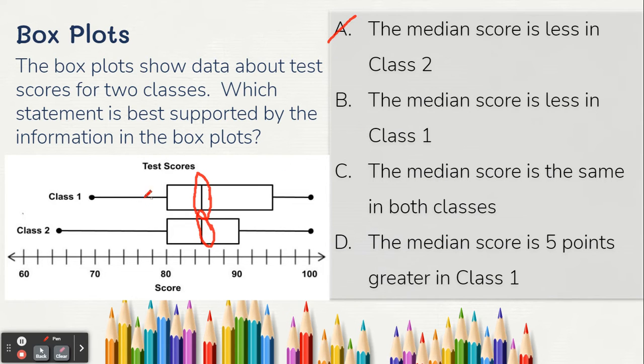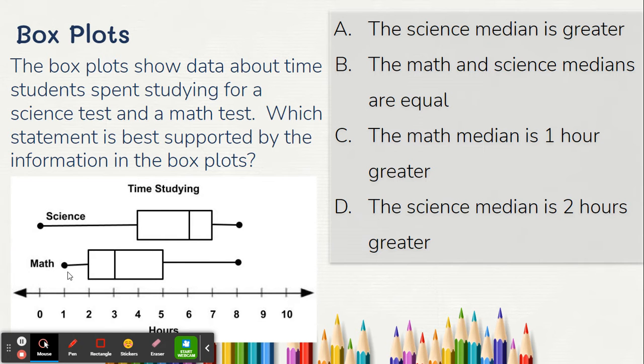The median score is less in class 1. Same thing, they're equal, so it's not going to be that one either. The median score is the same in both classes. We know that. The median score is 5 points greater in class 1 now, so it's definitely the same because the lines are right on top of each other, so they're going to be the same. Okay, and that's really all there is to it, guys. Let's do a couple more.